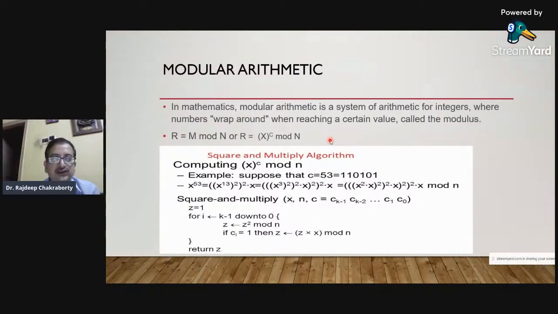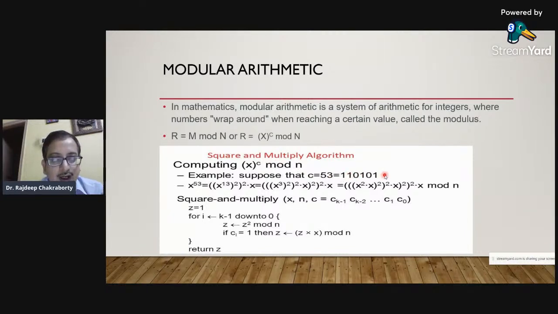Okay, so this C is basically 1024 bits. Okay, so this is a very huge number. So how can we calculate this one? Because if I multiply X, C times, sorry, I need much more resources to compute this thing. So the square and multiply algorithm is there. So basically what we do, we convert this C in terms of 1s and 0s.